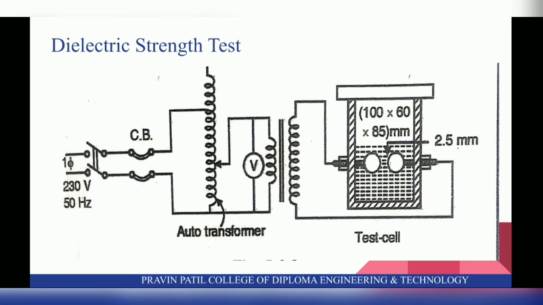So this is the diagram for the dielectric strength test. In this diagram you can see a supply, that is a 230 volt 50 Hz supply, and next is a circuit breaker, next an auto transformer, then one voltmeter is connected across this auto transformer, and a step up transformer is used to increase the voltage value, and one test cell in which you can see there are 2 electrodes and there is a 2.5 mm gap in between these 2 electrodes.